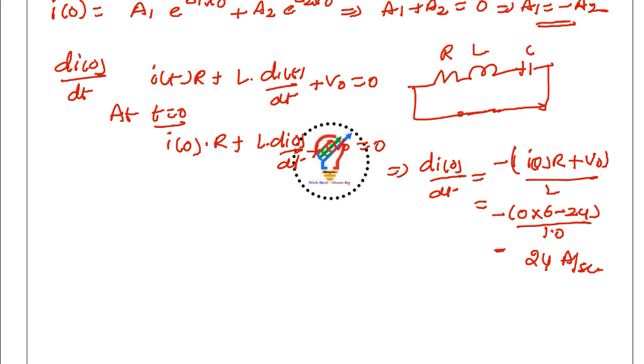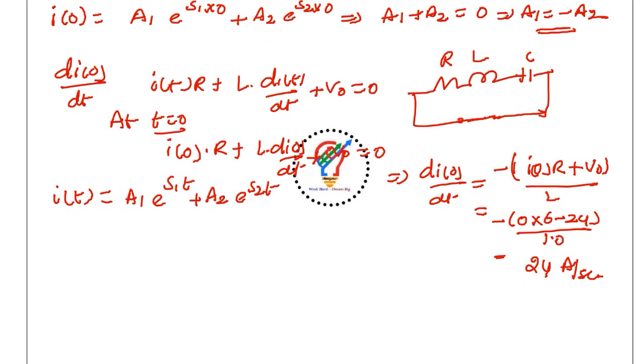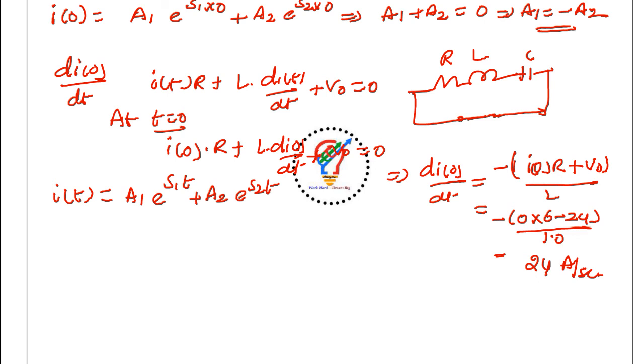Okay. So first, what is I of t? So I of t that we got here in this equation. So I of t is equal to a1 into e power s1t plus a2 into e power s2t. Okay. So s1 s2 we already found. We will take the equation here, right? So s1 is minus 1, s2 is minus 5. So this is equal to a1 into e power minus t plus a2 into e power minus 5 into t.